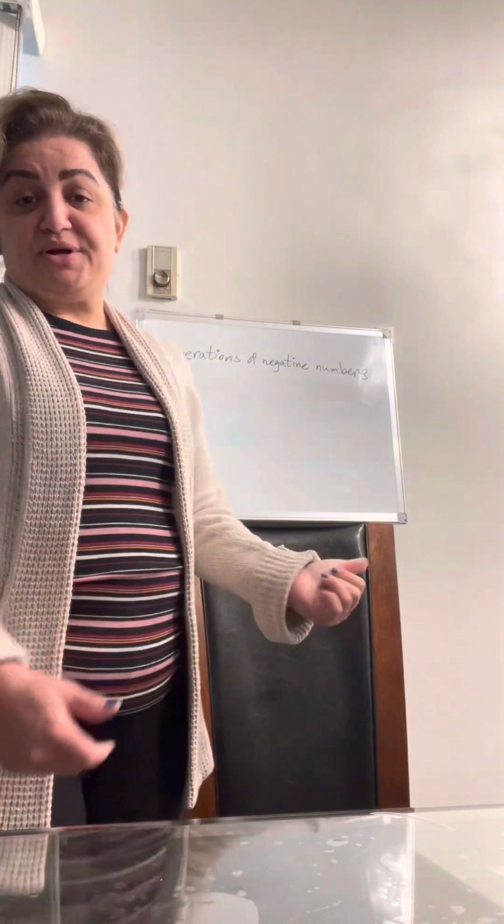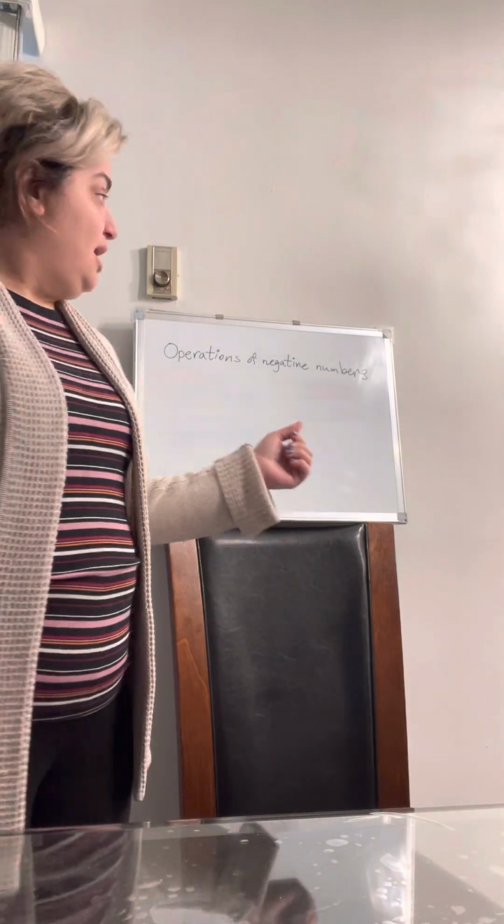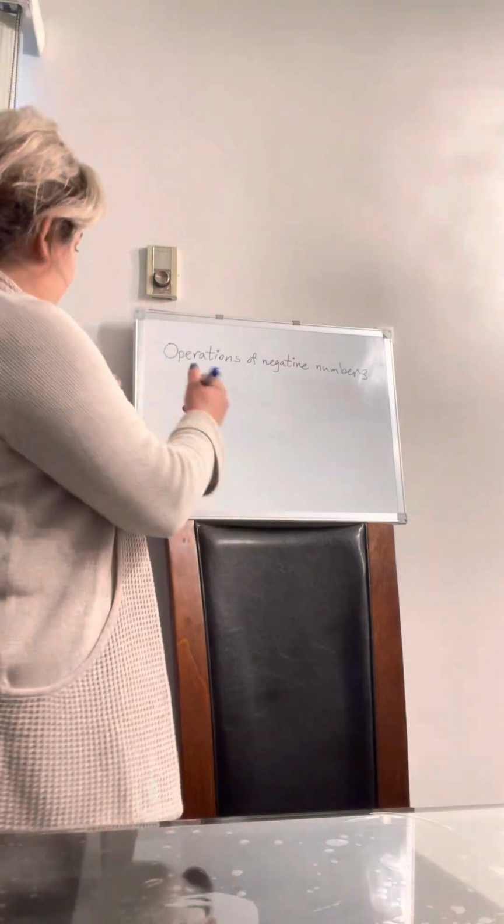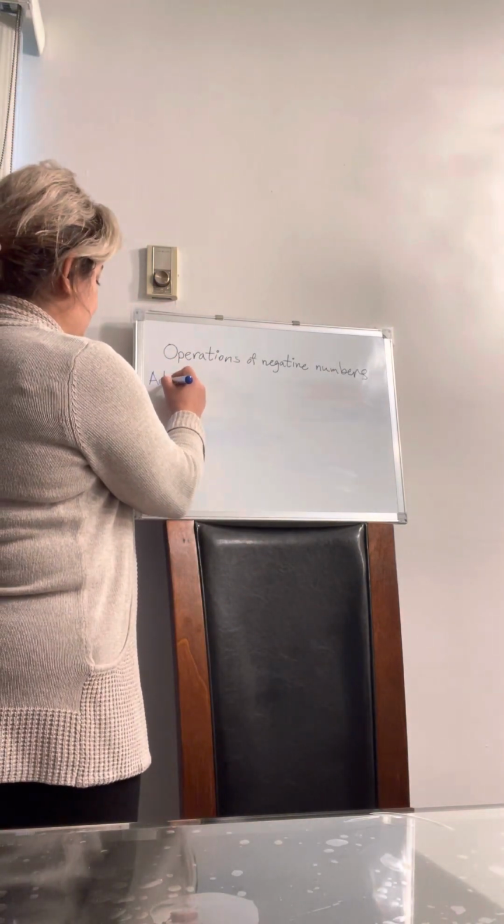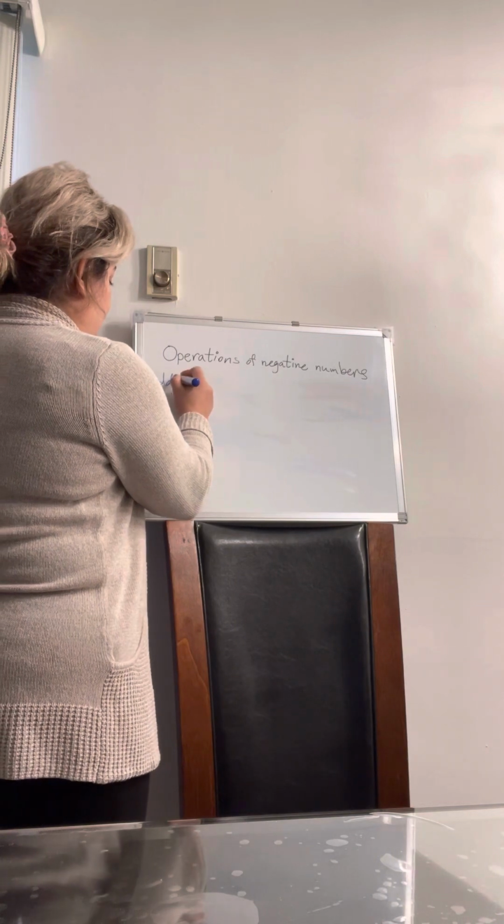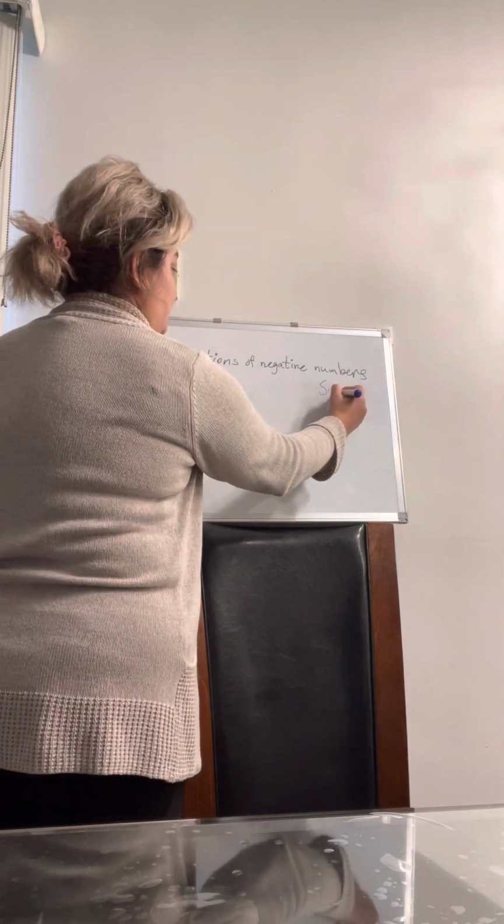Hi, this video describes the operation of negative numbers. This operation includes four ways: adding, subtracting, multiplying, and dividing. I start from adding and subtracting.